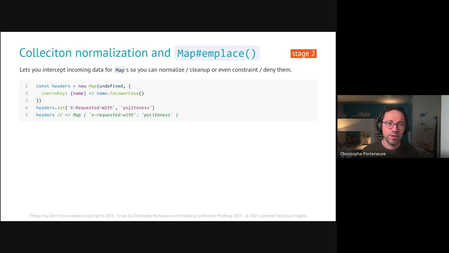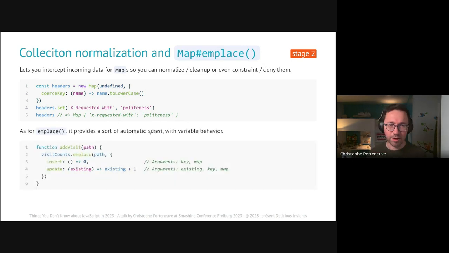Collection normalization. You have a new option coming in Map called coerceKey and coerceValue that lets you automatically transform keys and transform values as the map is being populated. For instance, you could normalize HTTP headers to lowercase, stuff like that. And mPlace is sort of an upsert operation. You can say, okay, I want to work with that key on the map, but behave differently depending on whether that key actually exists or not. If it doesn't exist, you should run that insert first. And then if it exists already, you can run that update.